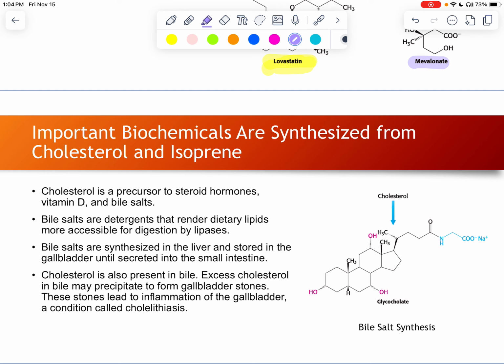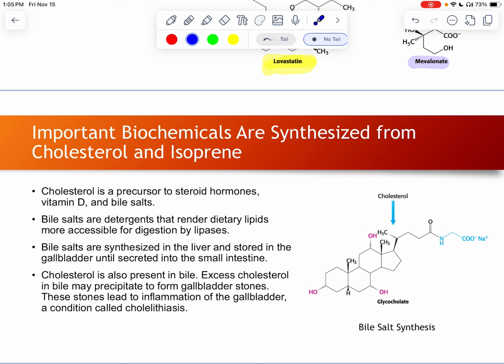All right, so cholesterol is a precursor to steroid hormones, vitamin D, and bile salts. This is the part we're interested in here. Those bile salts are detergents that we use in the intestine to make those lipids more accessible so they can be digested. So your liver makes the bile salts from the cholesterol. It uses up cholesterol to make these bile salts, ships them off, they get stored in the gallbladder until they're needed, and then they're secreted into the small intestine.